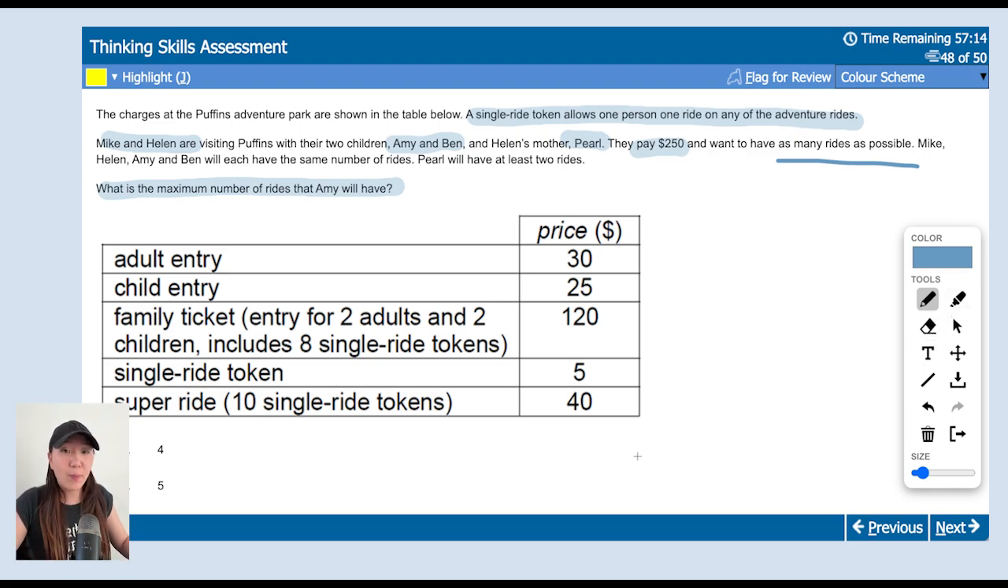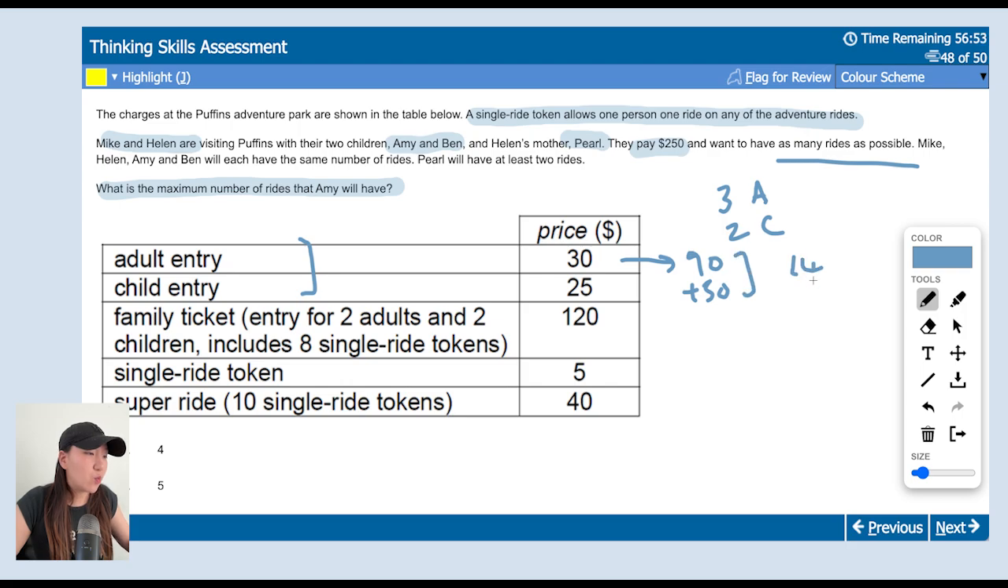Now let's look at what options we have. So you can see here, we can either do the adult and the child entry separately, or we can do a family ticket. So with adult and child entry, just totting it up roughly, we know that we've got 3 adults and then 2 children. So immediately, just straight away, we're looking at 90 plus 50 in ticket costs, so that's 140.